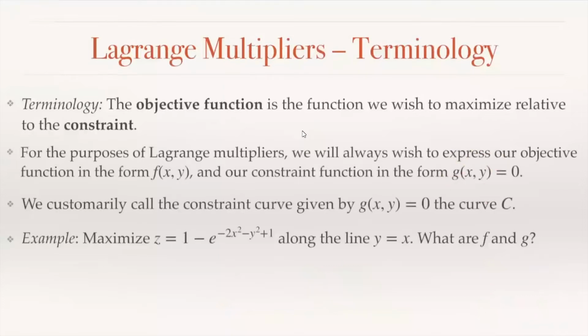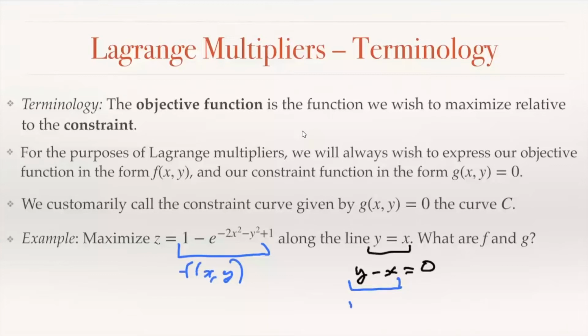And one of the reasons that we'll be doing that is to think of the constraint as the level curve of a higher dimensional function. We customarily call the constraint curve just c. Okay, so for example, if we wanted to maximize z equals this guy along the line y equals x, what would be our f and g? Well, we want to maximize this. That's our f. And then our g, we would take this and move everything to one side. Okay, now this guy is our g. This is our g of x y equals 0. That is our desired form of g.